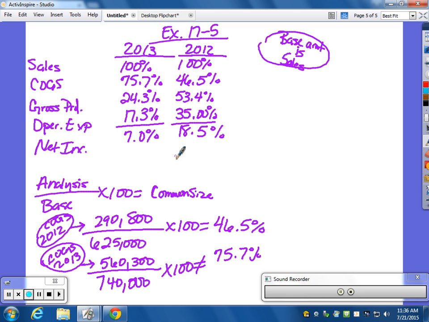Last one, exercise 17-7. The company's year-end balance sheets follow. Express the balance sheets in common size percents, rounding amounts to the nearest 0.1%. Analyze and comment on the results.